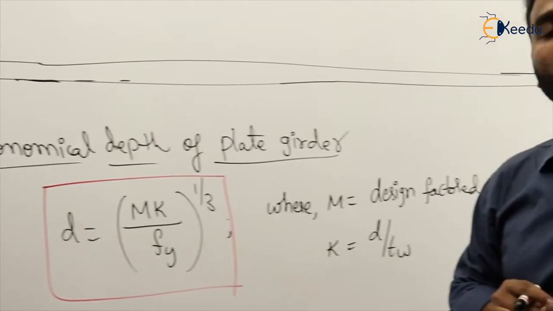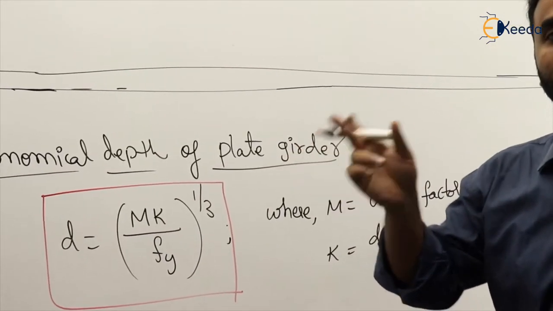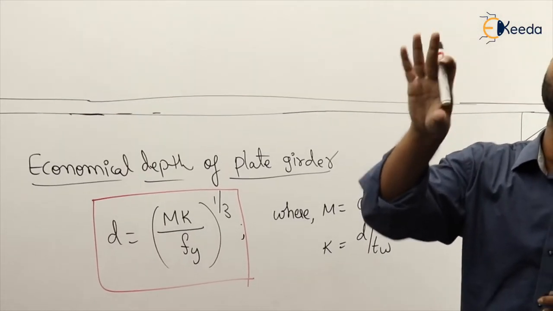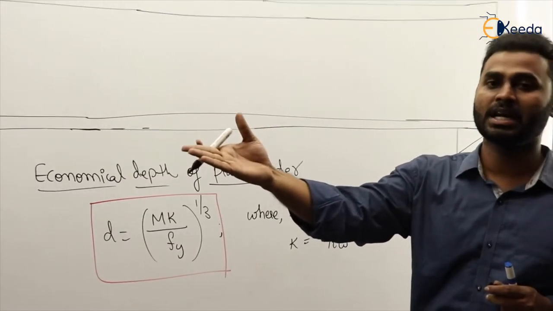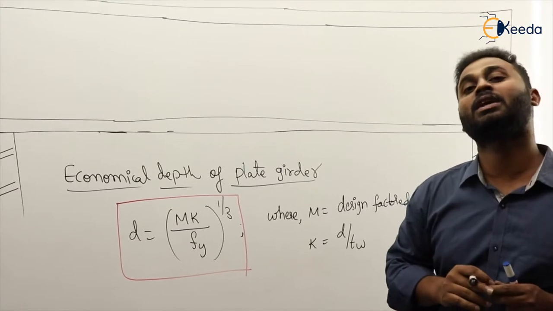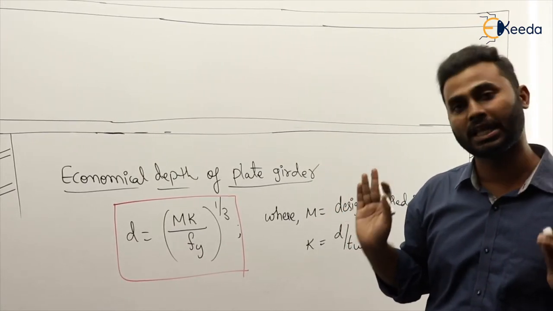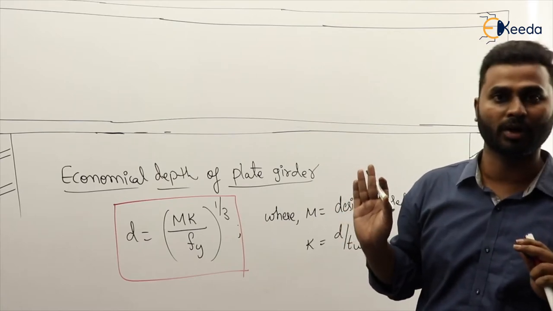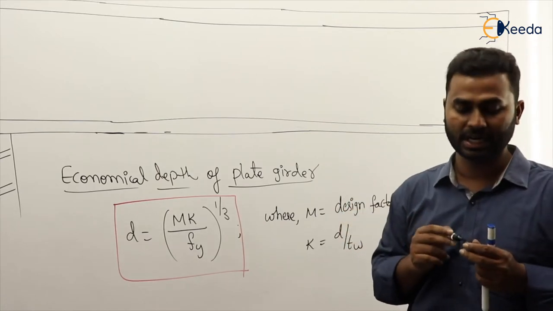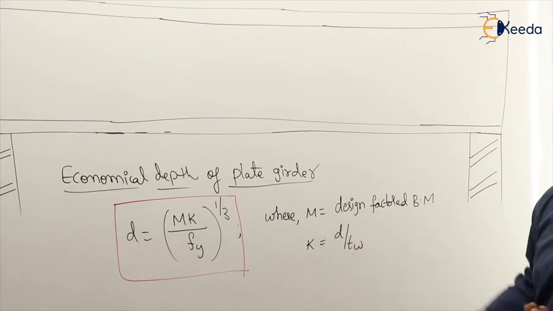After finding the economical depth, as we had discussed in the previous case, if d / t_w is less than 67, then design it as an ordinary beam. But if it is greater than 67, then we have to follow some procedure, which, as I said, is very complicated and lengthy. So it is not required from our exam point of view. Clear? So take this formula.